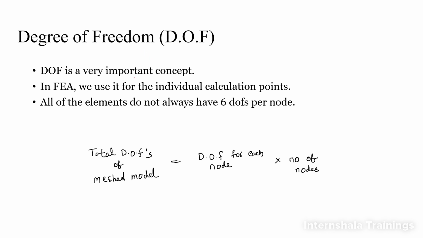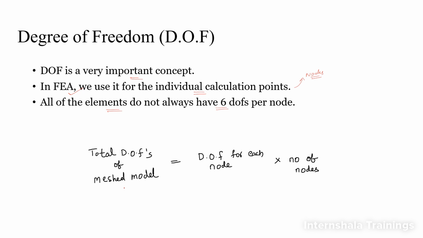Next, degrees of freedom is a very important concept, and in finite element analysis or the finite element method we use this particular concept for individual calculation points, which are called nodes. And remember, all the elements will not have 6 degrees of freedom per node. Based on the type of element we are using, there may be 3 degrees of freedom or there may be 6 degrees of freedom. That depends on the type of element.